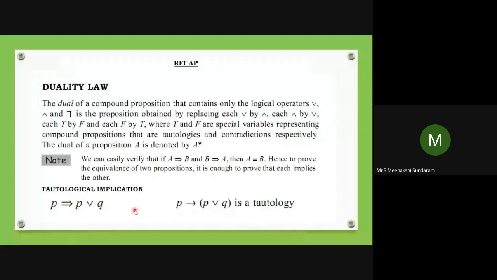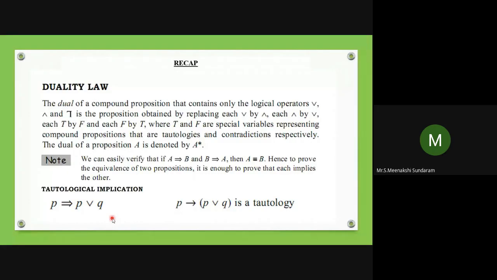And tautological implication, that is P implies P disjunction Q. How to prove this one? P conditional embedded in bracket P disjunction Q is a tautology. We need to show the logical equivalences, meaning the left hand side and right hand side have the same truth table values. Here we can use that P implies P disjunction Q is a tautology. We can prove it like that. Up to this we studied in the last class.